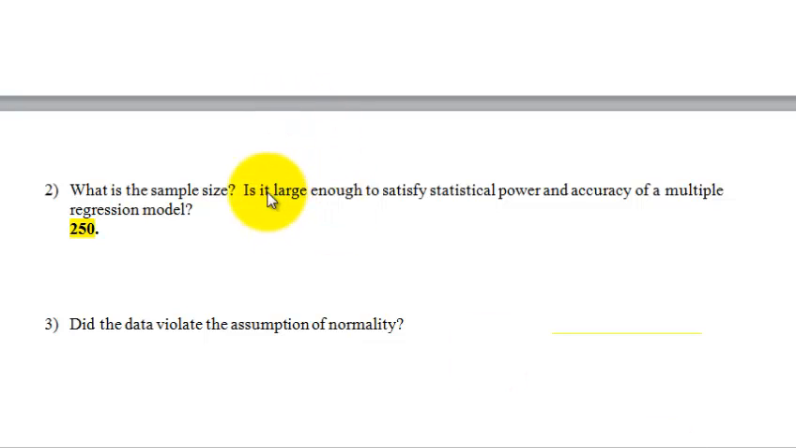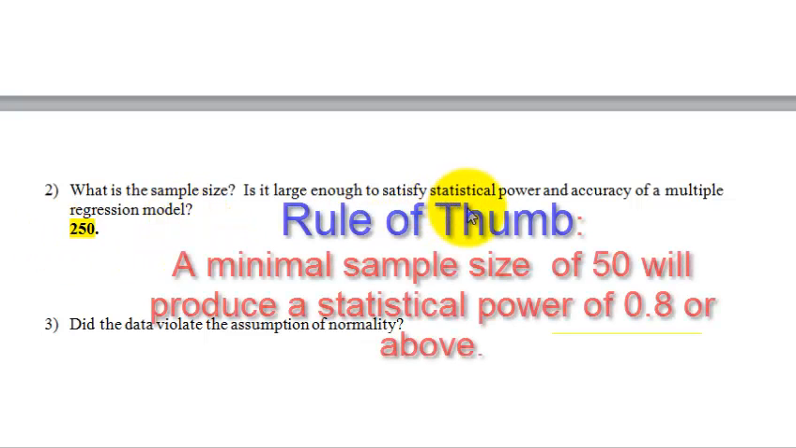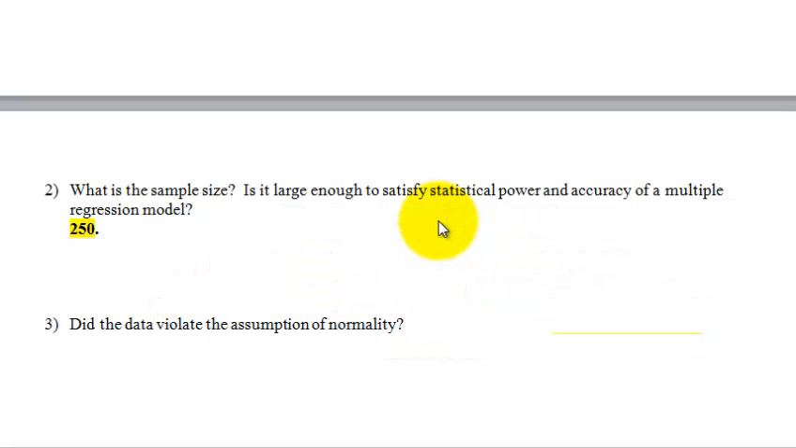The second part of question 2 is: is this sample size large enough to satisfy statistical power and accuracy of a multiple regression model? As we all learned, the minimum sample size required for a multiple regression model for a statistical power of 0.8 will be 50. And that will also give us a good estimated effect size after we conduct a multiple regression analysis. So 250 obviously is bigger than 50, which means we also answer the second part of the question: it is large enough to satisfy the statistical power and accuracy of a multiple regression model.